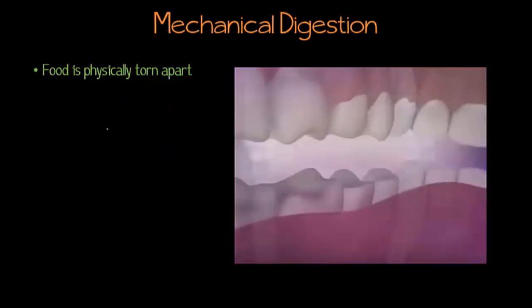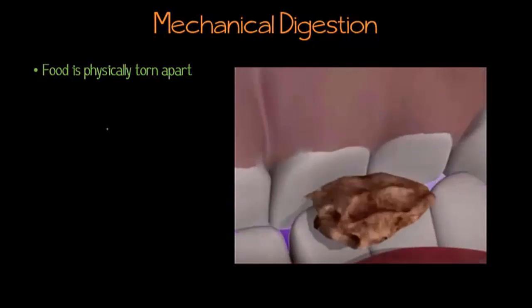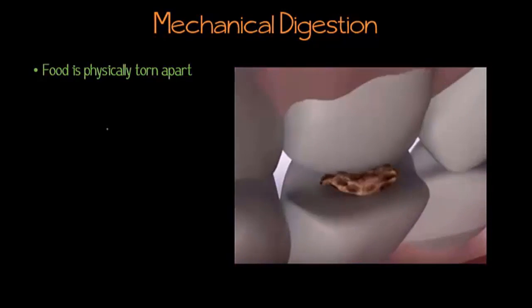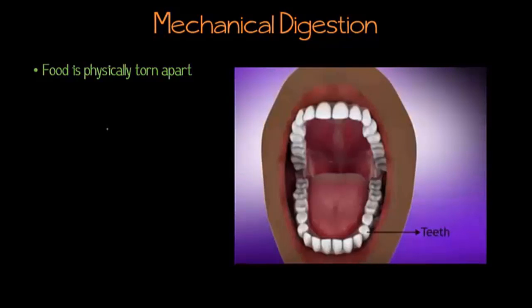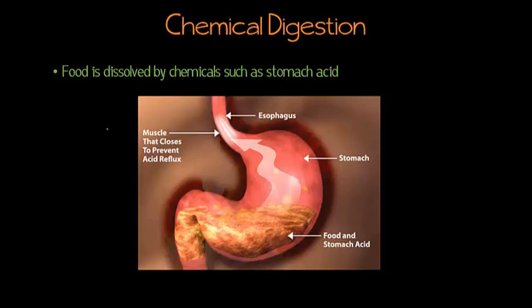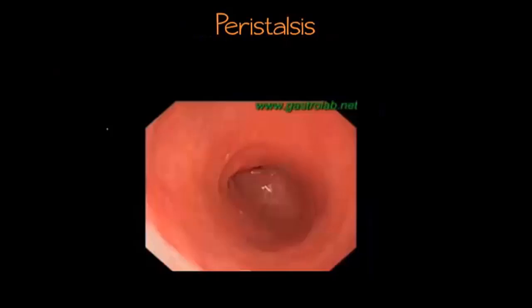Mechanical digestion is a physical process of tearing the food apart, and chewing is an example of mechanical digestion, like what's happening in this video. Chemical digestion uses chemicals in your body to dissolve the food. Stomach acid is going to be an example of chemical digestion. So as the food gets broken down, it gets moved along the digestive tract.